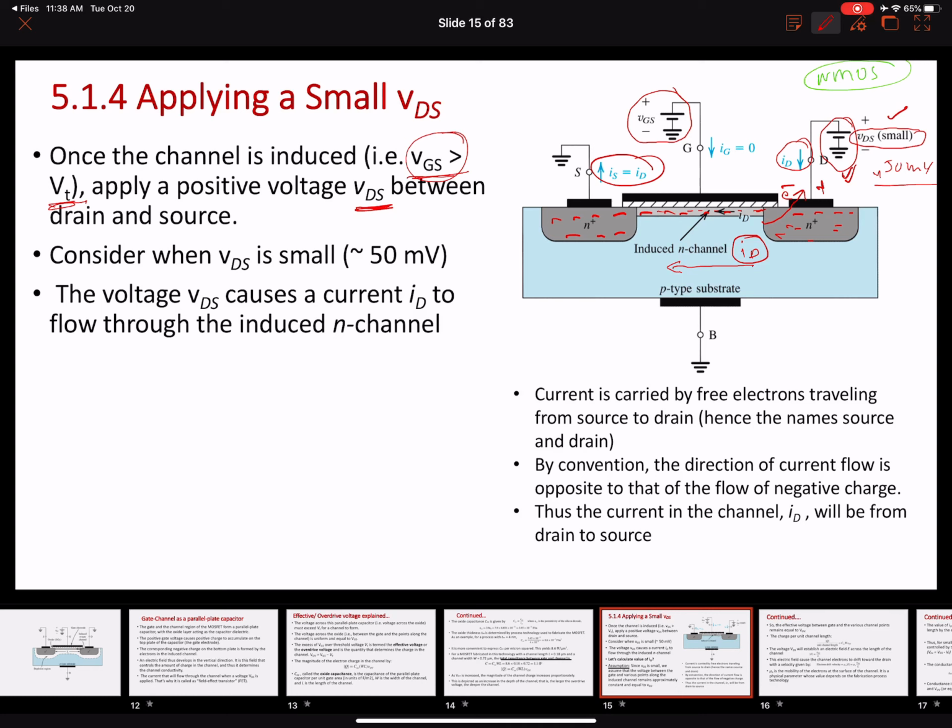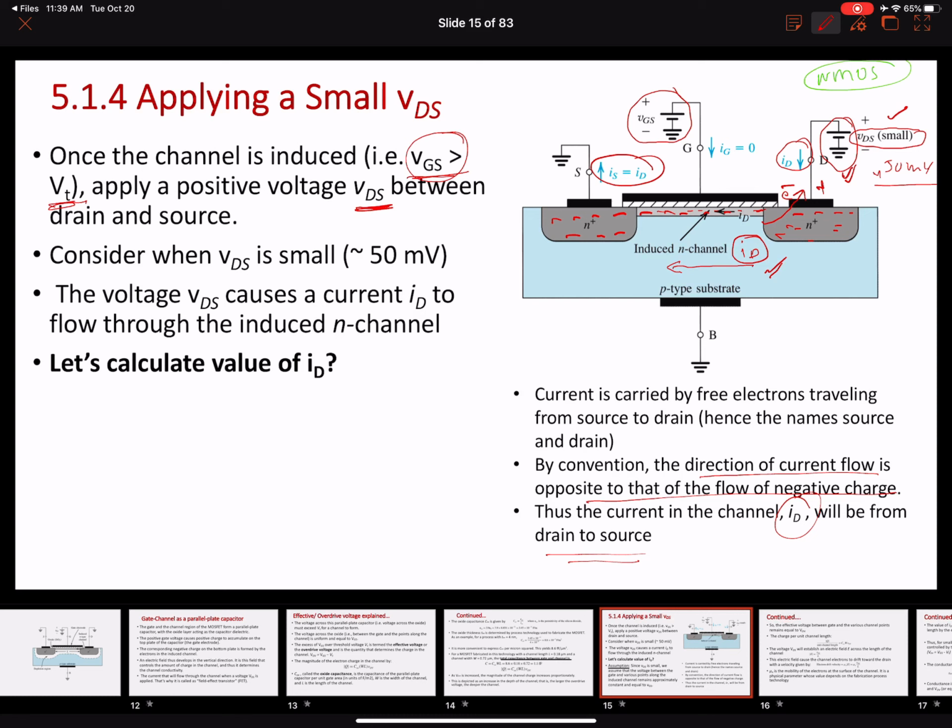And then we talked about the direction of the current flow being opposite to that of the negative charge. And so the ID, this drain current, will be from drain to source. So this is what happens when we apply a small VDS, drain to source voltage, to this NMOS. A current will start to flow, the drain current.